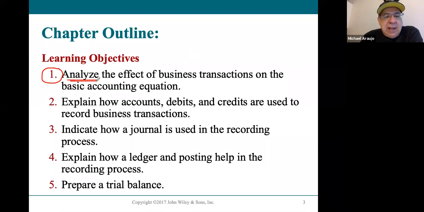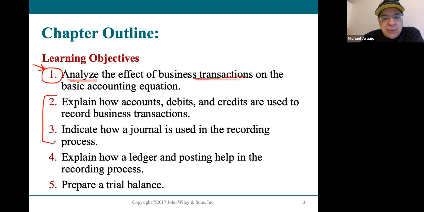Okay, and if you can analyze business transactions and how they're affecting the accounts, all this other stuff is going to make a lot more sense. So I tend to spend a day on learning objective 1 and ask you to please take it seriously and spend some time understanding the analysis. Okay. After that, we'll actually be doing accounting. Woohoo!